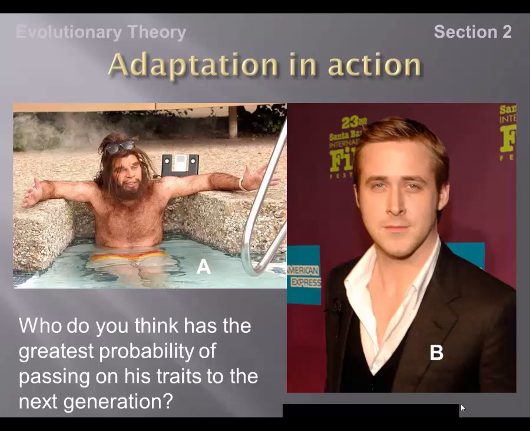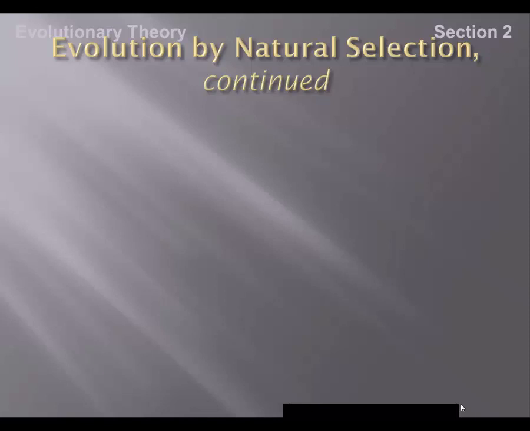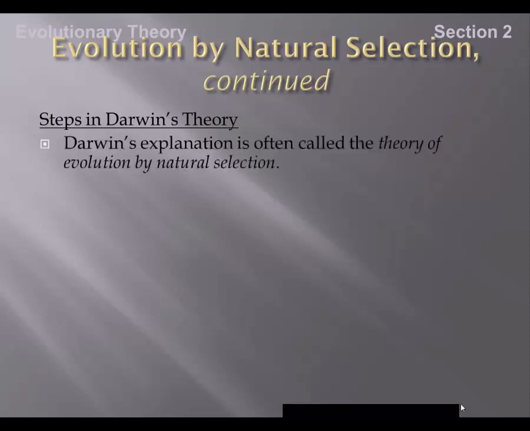With this in mind, who do you think has the greatest probability of passing traits on to the next generation? A or B? And then the next question is, are those traits going to allow for the next generation to reproduce more successfully? So there's a number of steps in Darwin's theory. The explanation of his theory is often called the theory of evolution by means of natural selection.